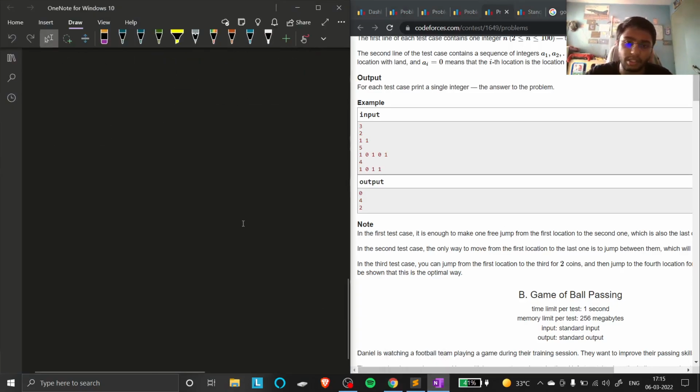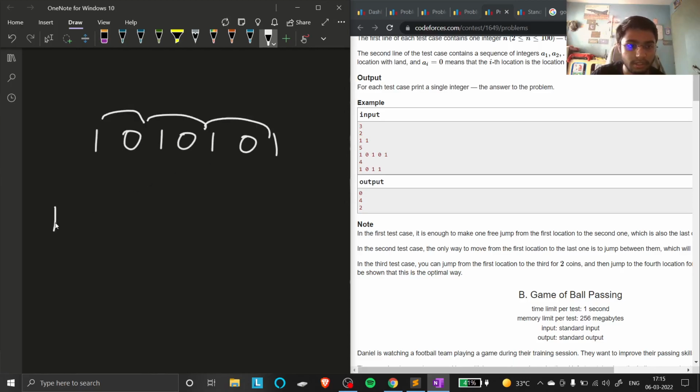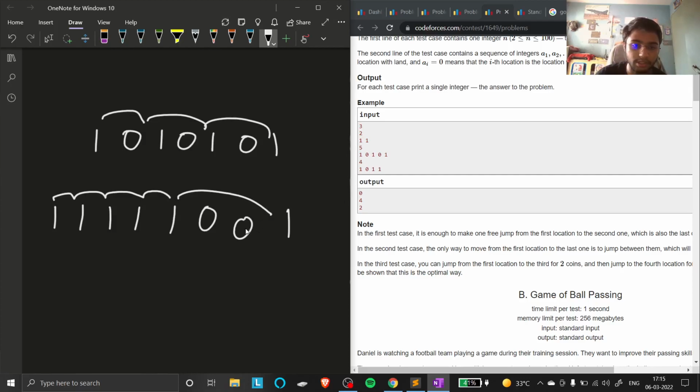So what's the thing I am doing wrong? Whatever the case I would take, here also it would jump like this only. If I take it like this, here it would not cost anything. From here, how many jumps would it take? One, two, three. Three jumps it would take.